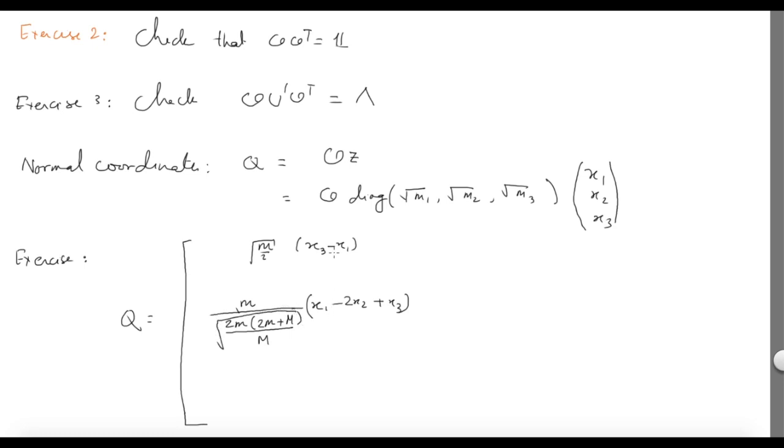Let's check dimension wise. This and this piece have the same dimensions, and here it is a square root of m, so we should have a square root of m here as well. Now see, this is m times m, so m square divided by mass, it becomes m. So there is a mass in the square root and there is a mass in the numerator. Okay, and so this works out.